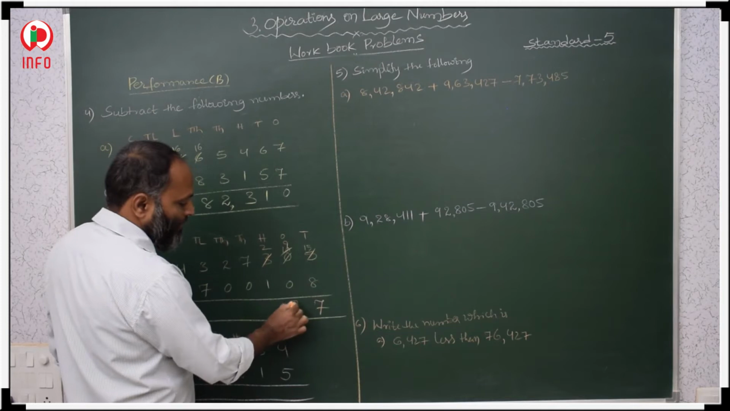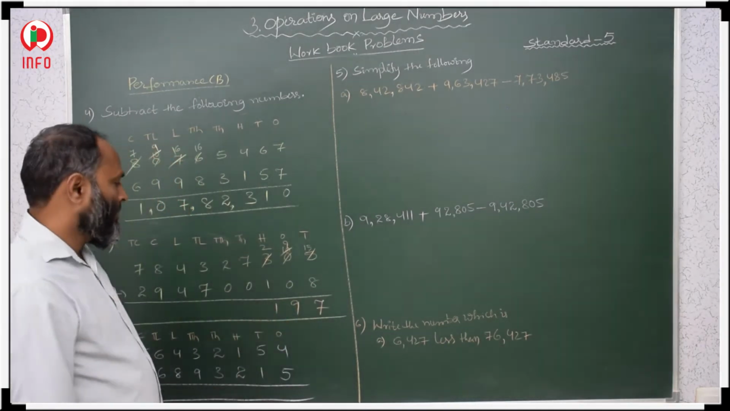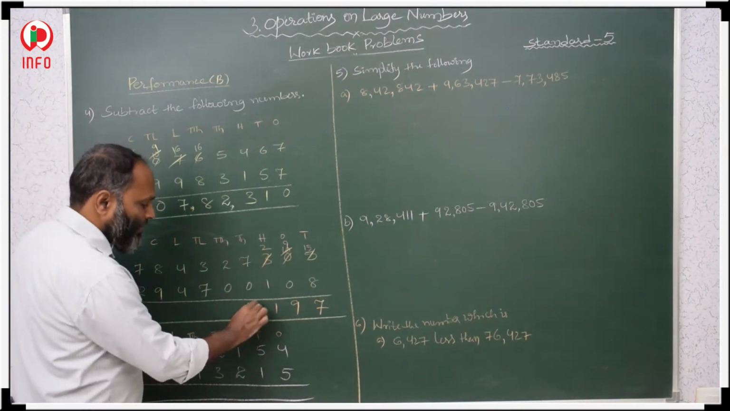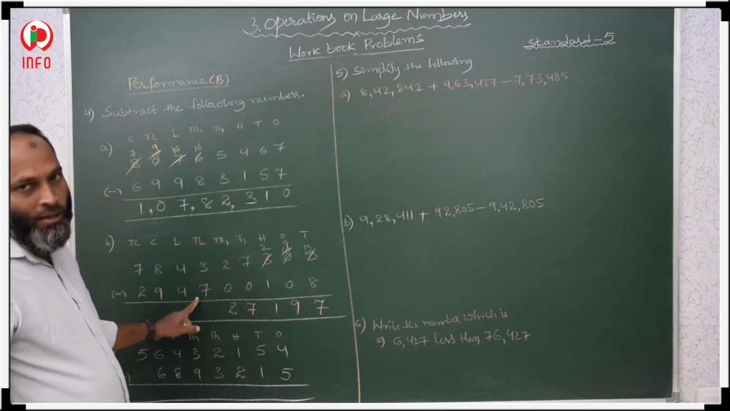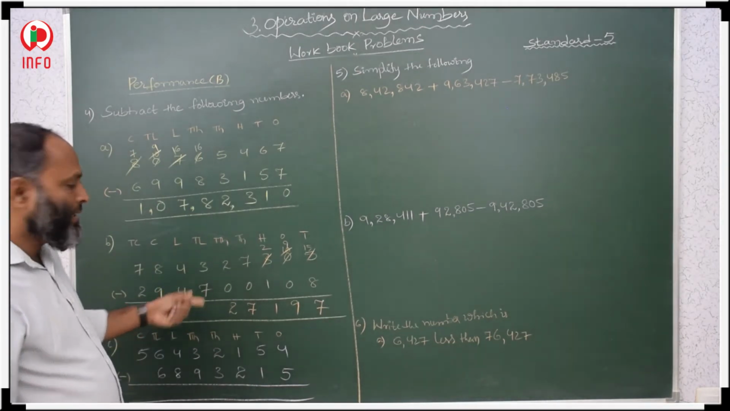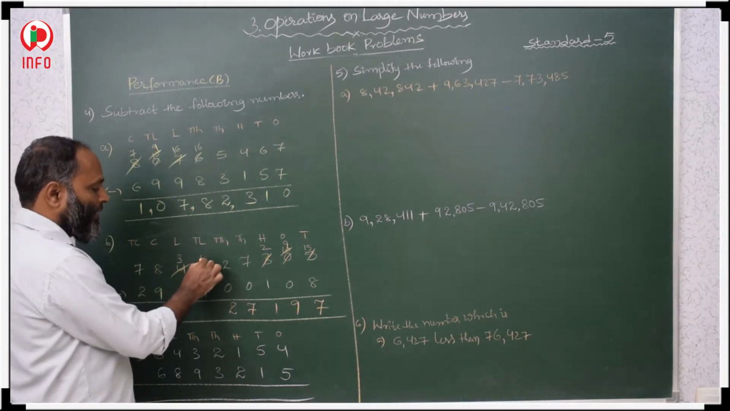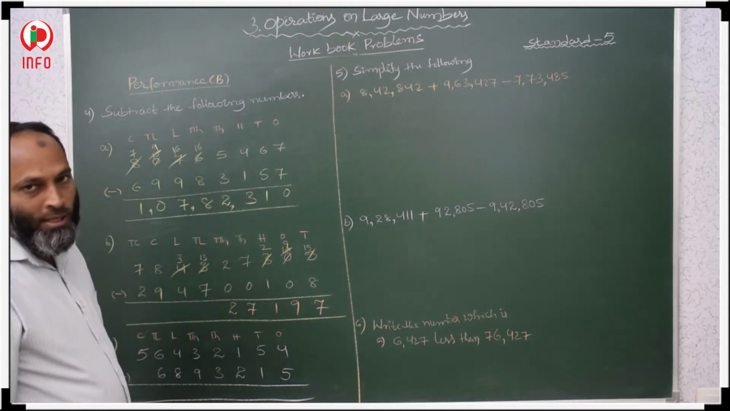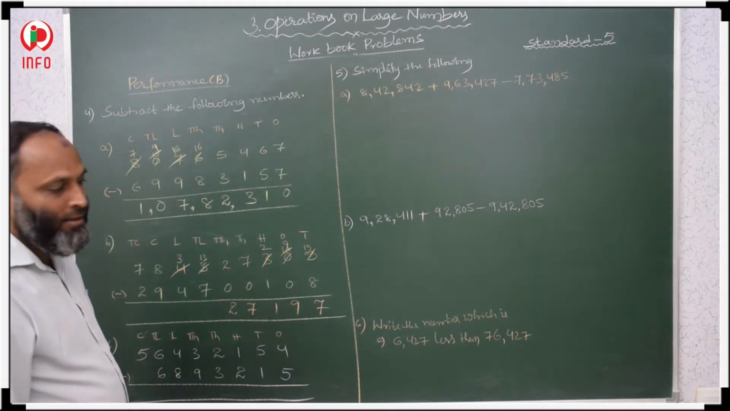9 minus 0, 9. 2 minus 1, 1. Consecutive numbers, 1. 7 minus 0, 7. 2 minus 0, 2. 3 minus 7. 3 is a less number, minuend is less. Take borrow from next. It will decrease by 1 and it will increase by 10. 10 plus 3, 13. Then 13 minus 7 is 6.